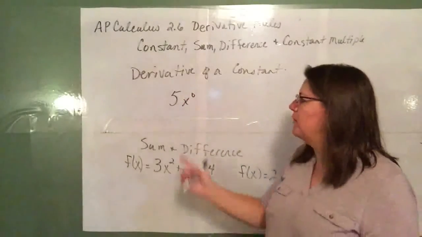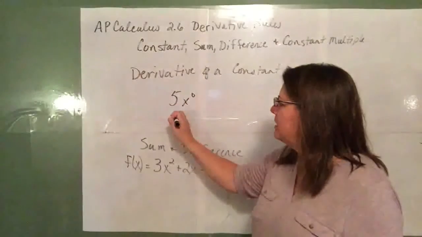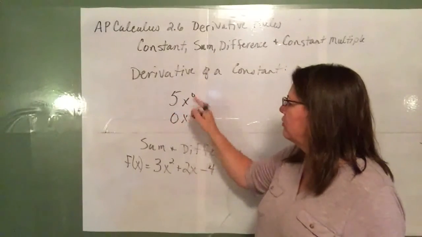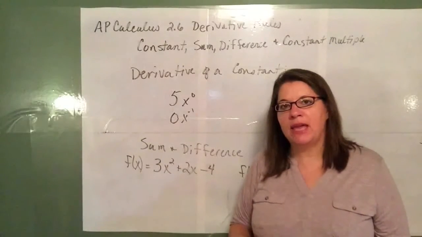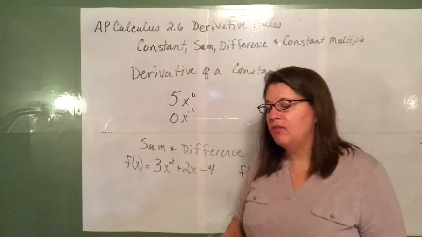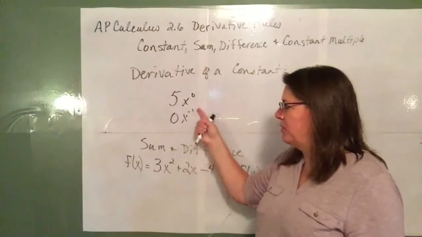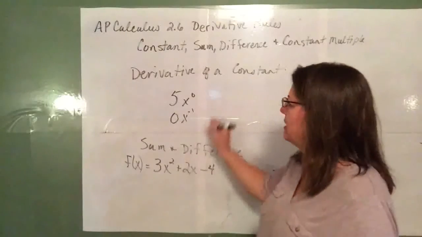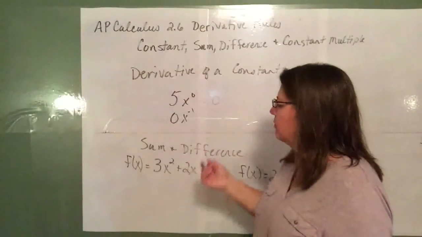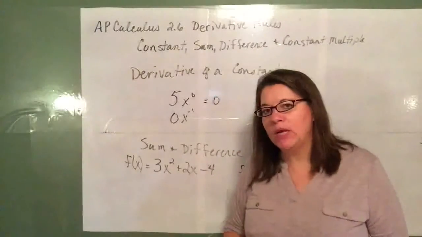If we use the power rule on that, 0 times 5 would be 0, and then if we decrease the exponent by 1, we would have 0 times x to the negative 1. And so if we have x to the negative 1, it would be on the bottom, but if we have 0 times that, wouldn't it just be 0? So the derivative of a constant term is always going to be 0.